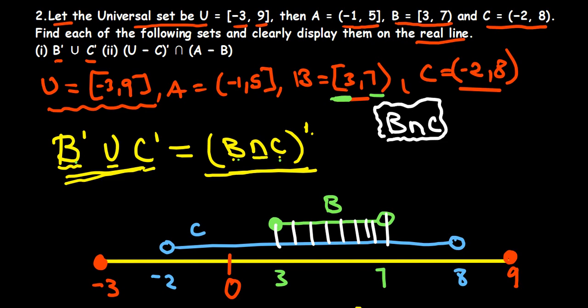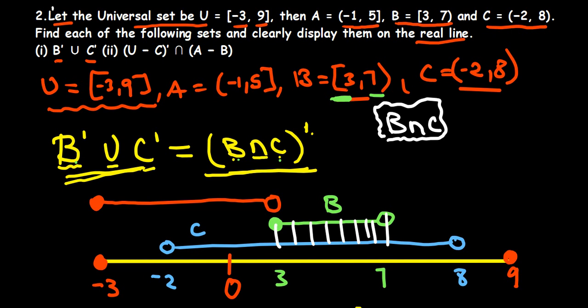But our answer is not the B intersection C. We want its complement. So we are going to go above. At the starting point of this set B intersection C, we are going to draw an open circle because this one here is shaded, and then we go all the way up to minus 3. So minus 3 is included. Make sure you shade it.